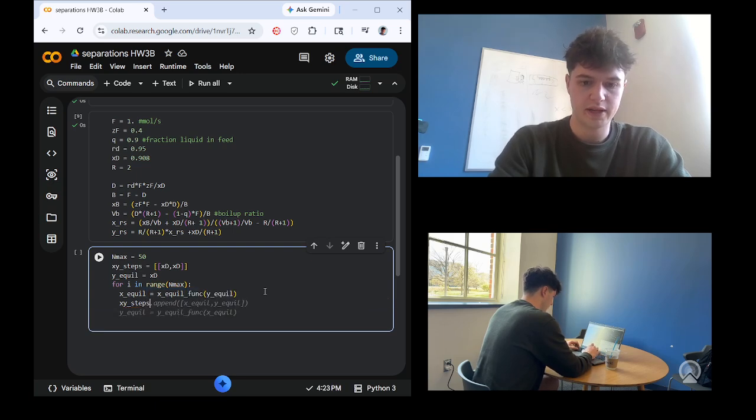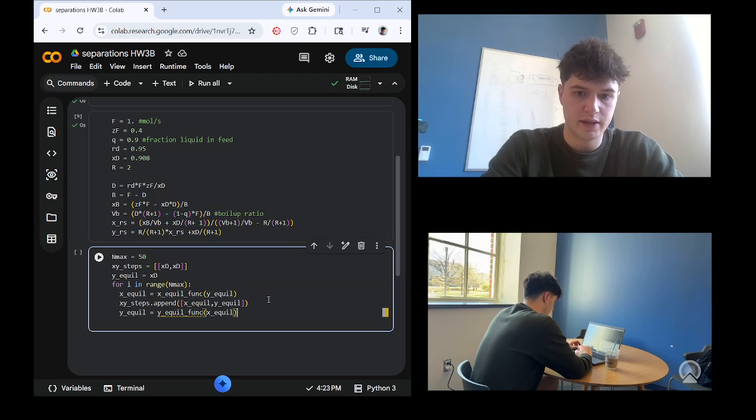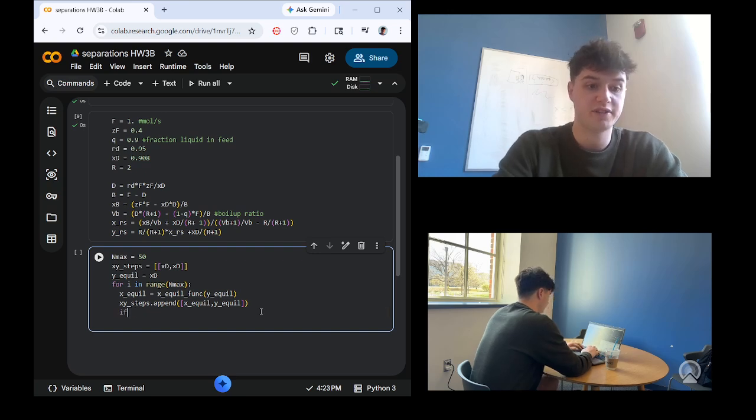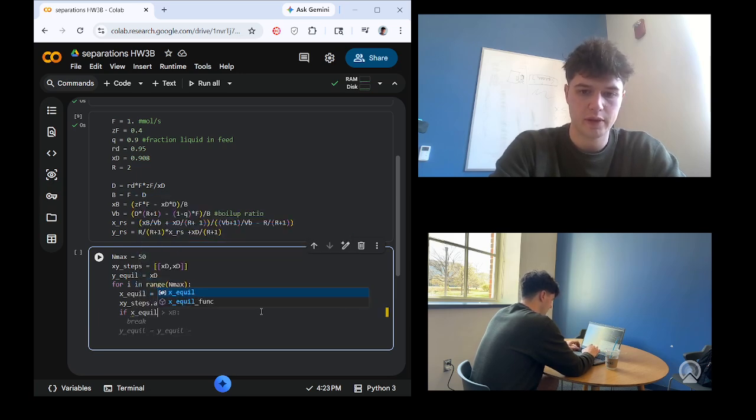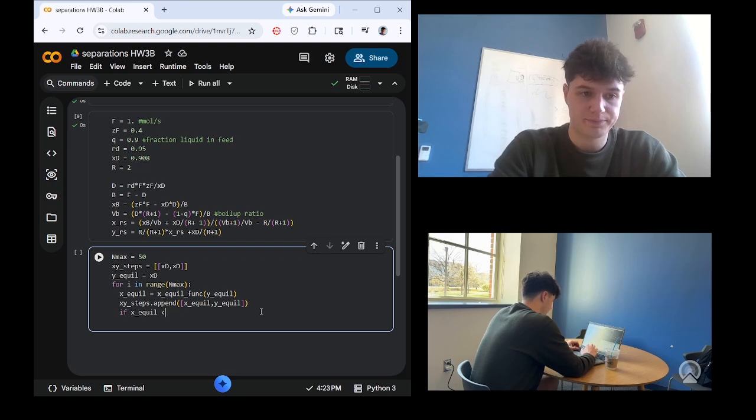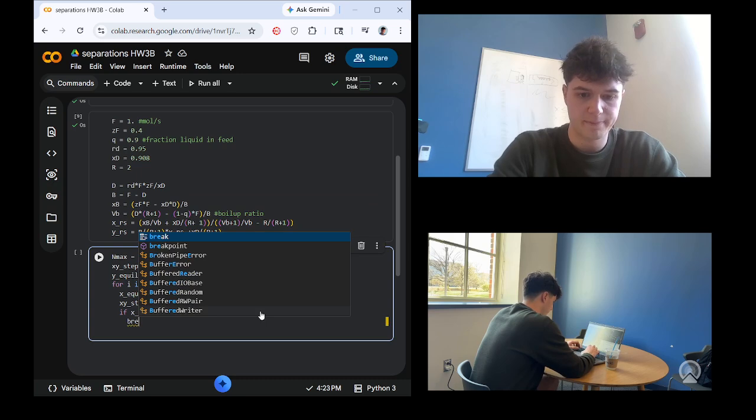And now next we want our steps to create this append, which is just going to be making a list, and that is exactly what we need. But we don't need the second part. We want the x equal, y equal, but we want to create an if statement in this for loop, which will be if our x equilibrium is less than our concentration of the boilant, we want to break.